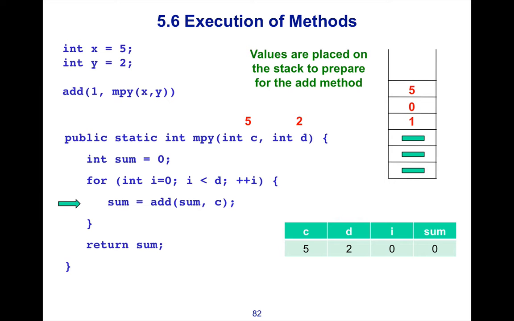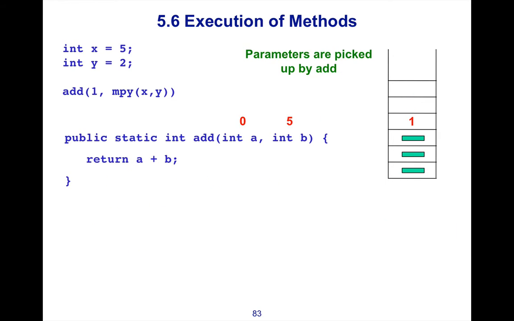Now the minute we hit the add of sum and c, that's another method call. Our stack is where we're going to place the inputs to the add method. In this case, the value of sum, which is 0, and the value of c, which is 5, are placed onto the stack in that order, so the 5 for c is on top. The multiply method suspends execution at this point, waiting for add to return its result. So we have to look and see what add does.